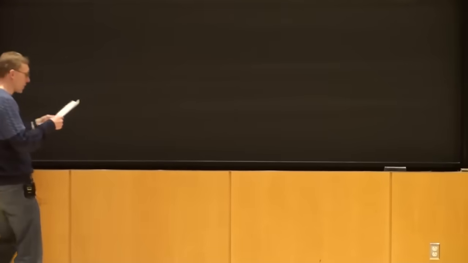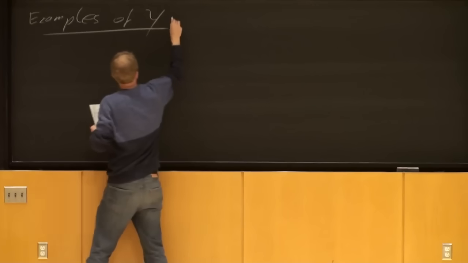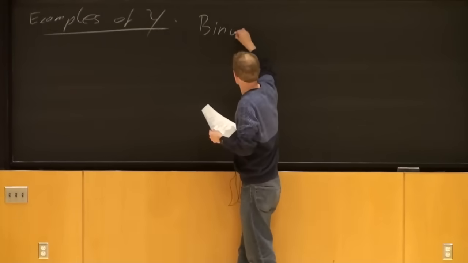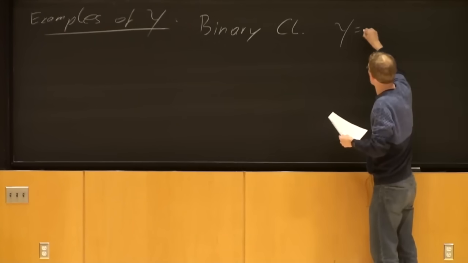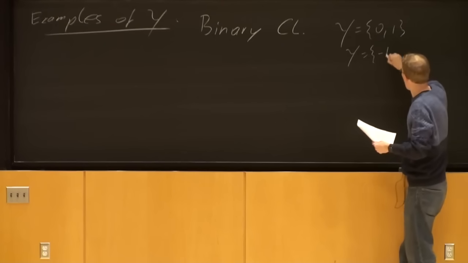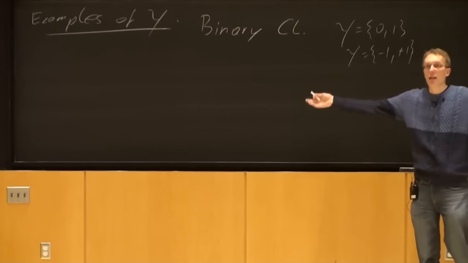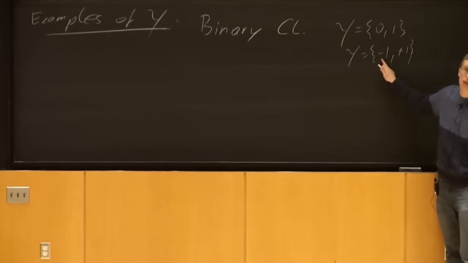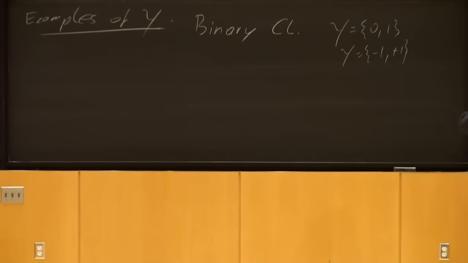Okay, let me give you some examples. So for example, one is binary classification. So examples of Y. Binary classification is curly Y is either 0 or 1, or you can also write it as -1 or +1. An example here would be email spam filtering, where you say -1 is spam and +1 is not spam. So you have exactly two options, and for every email, it's one or the other.